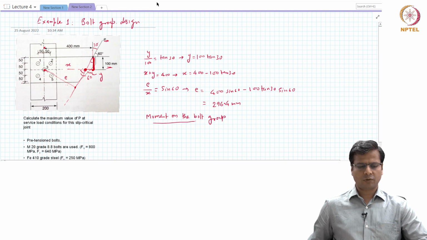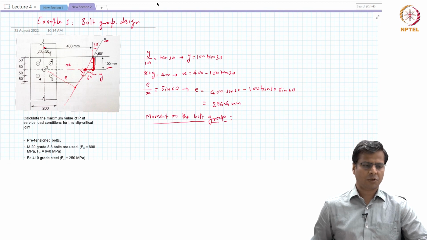So about which point should we calculate the moment? Should we calculate the moment about the point, about the location where the bolt 3 is working, or should we calculate it about any other point? What is your answer? Please think about it.